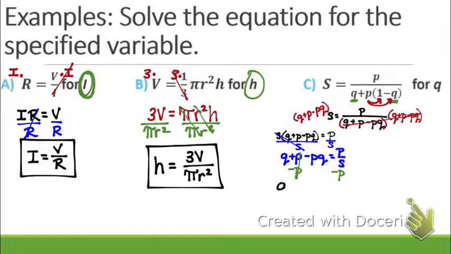So I've got Q minus PQ equals P over S minus P. I could give that a common denominator and combine those things together, but I don't need to. They didn't ask me to do all of that. They asked me to solve for Q. So that is my big focus and goal right now. I still have Q in 2 spots. It's right here and right here. How can I get just one Q?